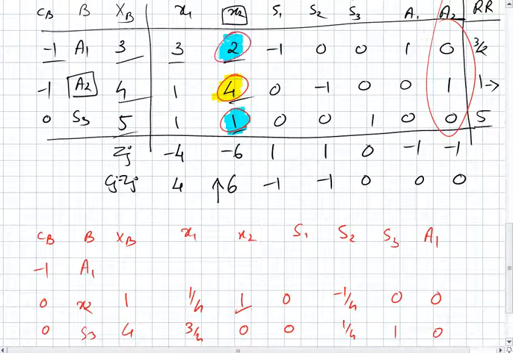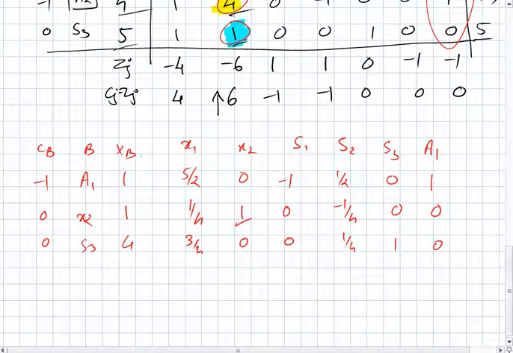Now to make this entry 0, we have to multiply this row by 2 and subtract from here. So it is 3 minus 2, so it is 1. Here it will be 3 minus 1 by 2, so it is 5 by 2. Here it is 0, here it is -1, here it will be 1 by 2, here it is 0, and here it is 1.